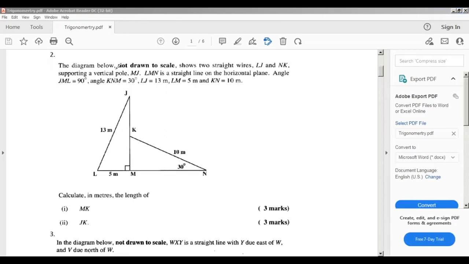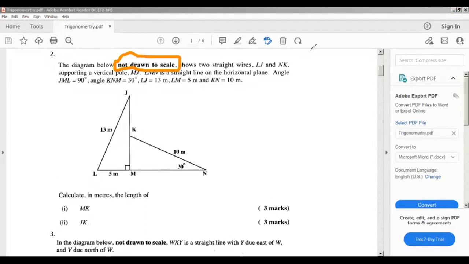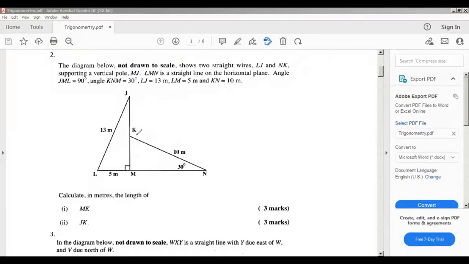So the diagram below is not drawn to scale. This is very important, class. Not drawn to scale. You know what this means? It means you can't say these two sides are equal. It might look like it's in the middle, but you can't judge it. It has to be worked out mathematically.